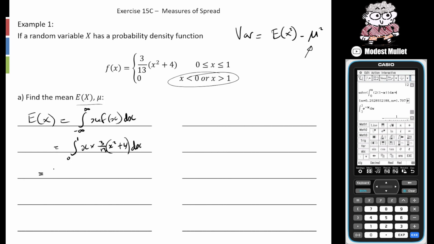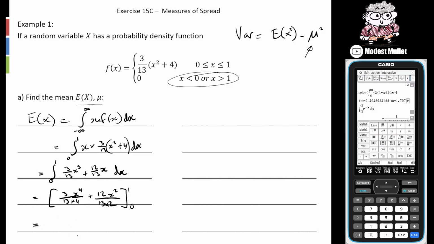Let's expand this so we can apply our power rule to integrate. So we're going to end up with 3 on 13 x cubed plus 3 on 13 times 4, so that's going to be 12x, dx. So we're going to add 1 to the power, divide by the power, so we're going to get 3 on 13 x to the 4, divided by the 4, plus 12 on 13 x, add 1 to the power, divide by the new power, so divided by 2, all from 0 to 1.